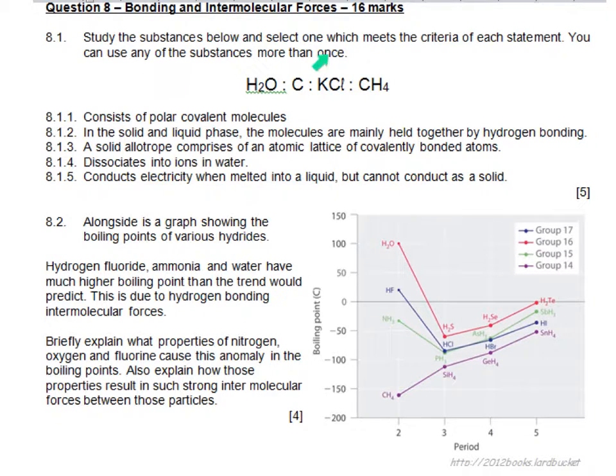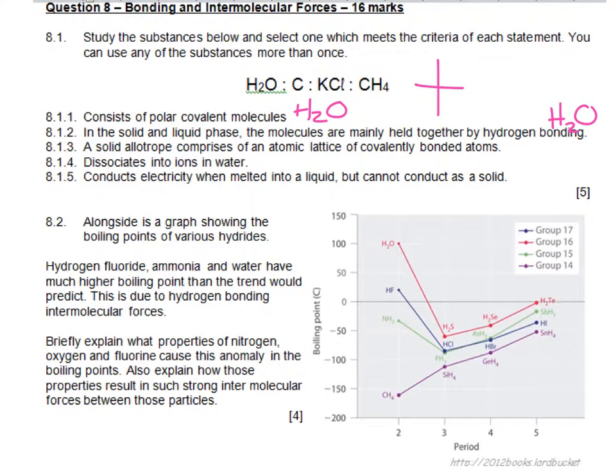Study the substances below and select one that meets each criteria. Consists of polar covalent molecules. So covalent means it has to be at least 2 nonmetals. Non-metals, non-metals, non-metal. There's no bond over here. This is non-polar covalent because it's your typical tetrahedral shape. And we know from organic now that it's non-polar as well. So the only one that's polar covalent is water. In the solid and the liquid phase, we get hydrogen bonding. Oh goody, look at that, it's water again.